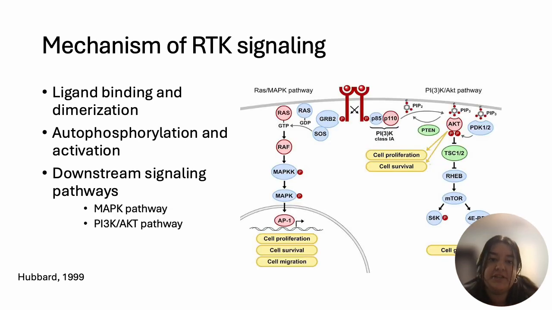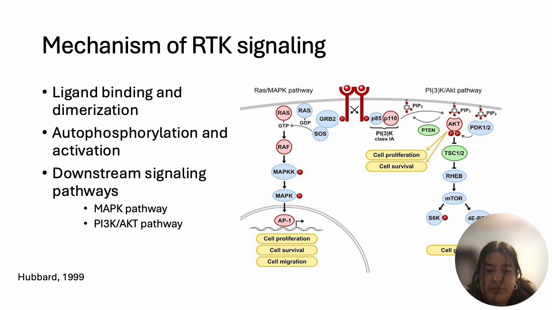Following this, we have the mechanism for RTK signaling. It all starts off with ligand binding and dimerization. Upon binding to specific ligands, RTKs, a class of cell surface receptors, undergo dimerization, meaning that two receptor tyrosine kinase molecules come together to form a dimer. The ligand induces a conformational change in the molecules, making the dimerization easier.